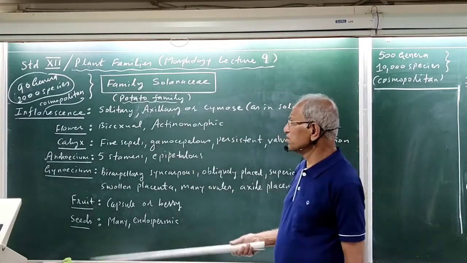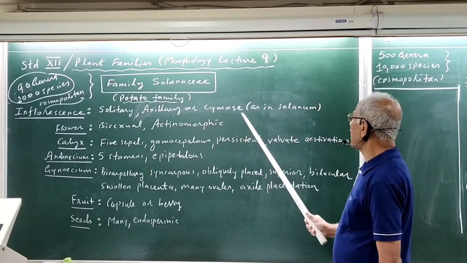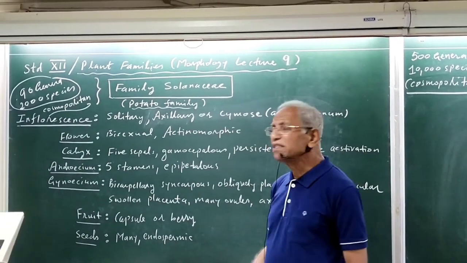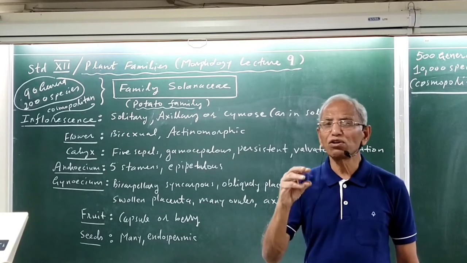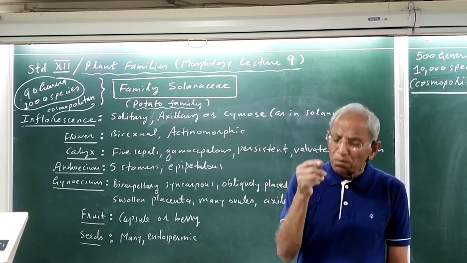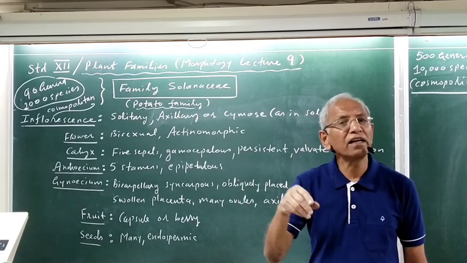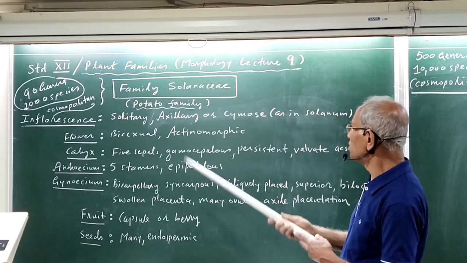Solitary, axillary or cymose, as in Solanum. What is the meaning of all this? Solitary means the flower may be single, just like in hibiscus. Is hibiscus also solitary or cymose? Basically, during the course of evolution, probably it was an inflorescence, and then ultimately only one flower is left out of the inflorescence. Don't worry much about those things.